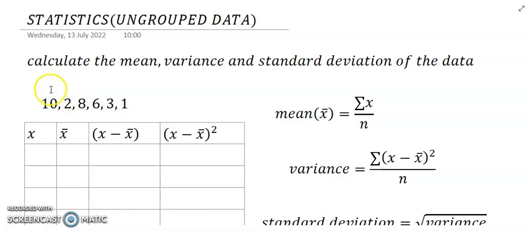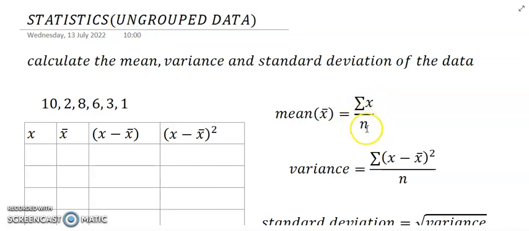Here the data goes like this: we have 10, 2, 8, 6, 3, and the last value is 1. We are asked to find the mean. Mean is x bar equals sigma x over n. Sigma is the Greek letter which stands for summation, meaning that to get this term, we must sum up all these values. We have 10 plus 2 plus 8 plus 6 plus 3 plus 1, which gives 30. So in place of sigma x, we replace it with 30.